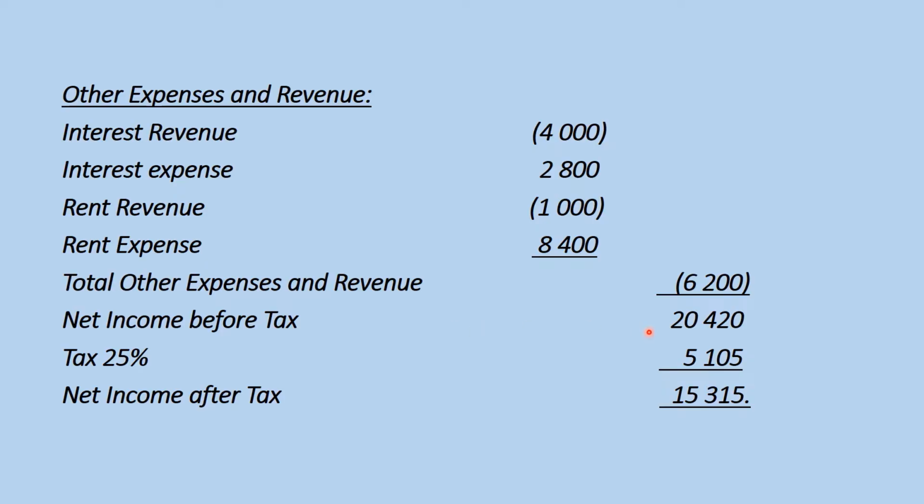We will get the net income before tax, minus our tax at 25%. We get the net income after tax. Now, it is possible for us to show each one of the headings in the expenses and revenue again, just show the total here and put the details in the note to the financial statement.